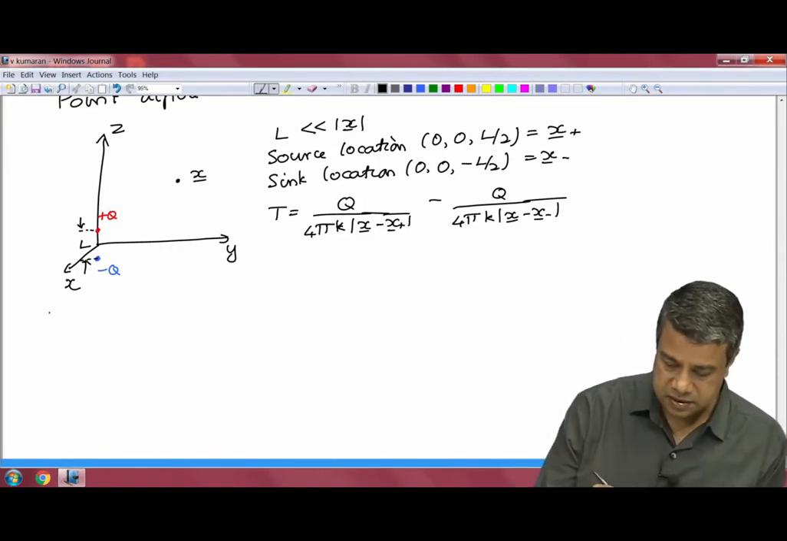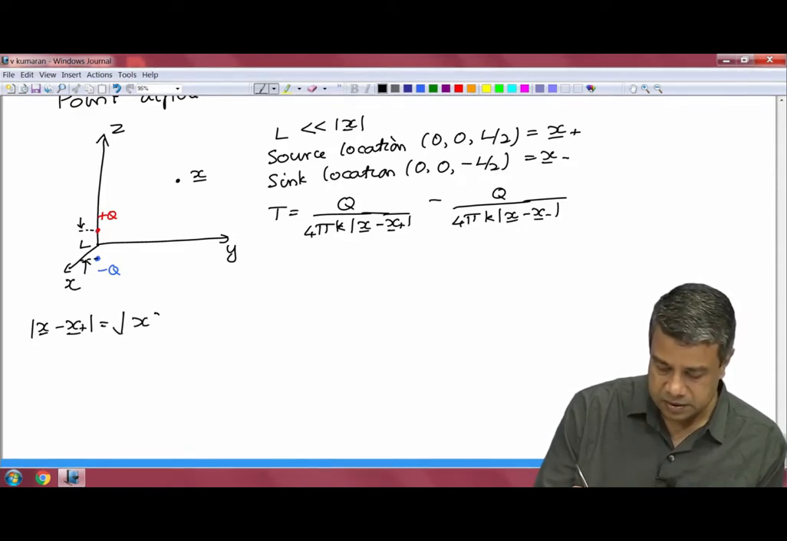So, what is this distance? The distance x minus x plus is equal to the square root of x squared plus y squared plus z minus L by 2 the whole squared.